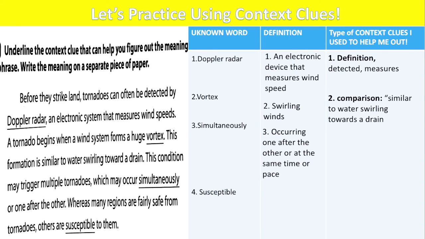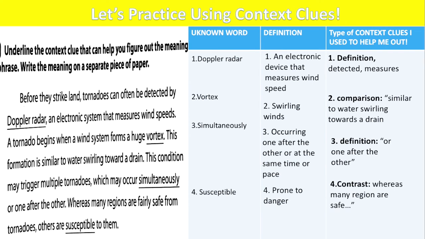Simultaneous means occurring one after the other or at the same time or pace. The type of context clue was a definition, or one after the other. The last word you were asked to find was susceptible. The definition is prone to danger. The type of clue was a contrast, whereas many regions are safe. Were you able to find the definition of the unknown words using context clues?